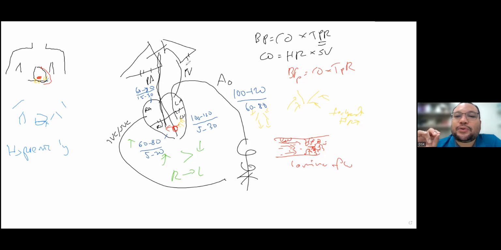Instead of you dengar dup-dup macam tu, you can dengar dup-dup. Itu. So you can feel very loud P2. So loud P2 and also palpable P2. This is a hallmark of pulmonary hypertension, which is the Eisenmenger syndrome. Okay, faham tak so far? Clear? Okay. Jelas tak? Jelas.